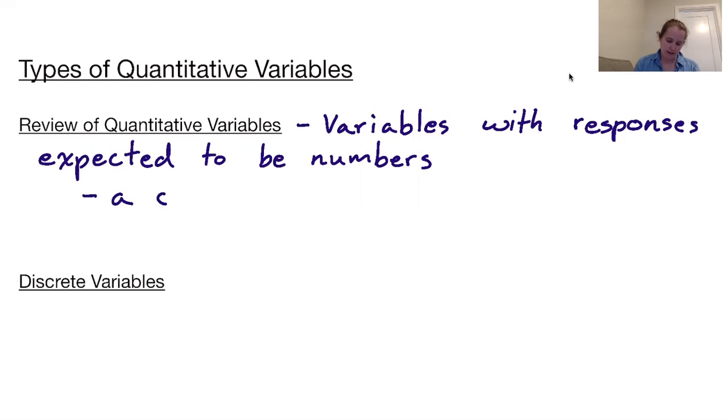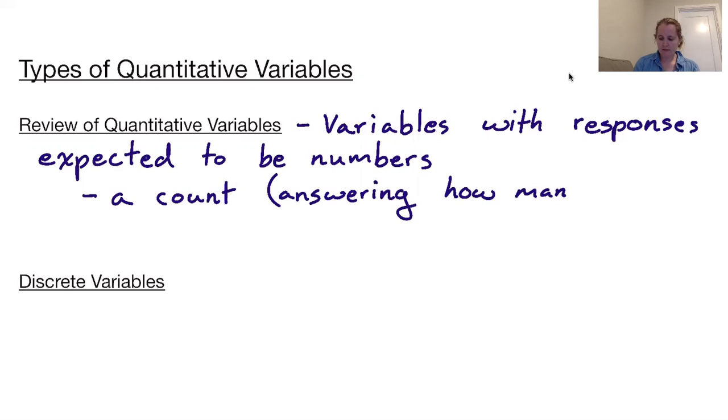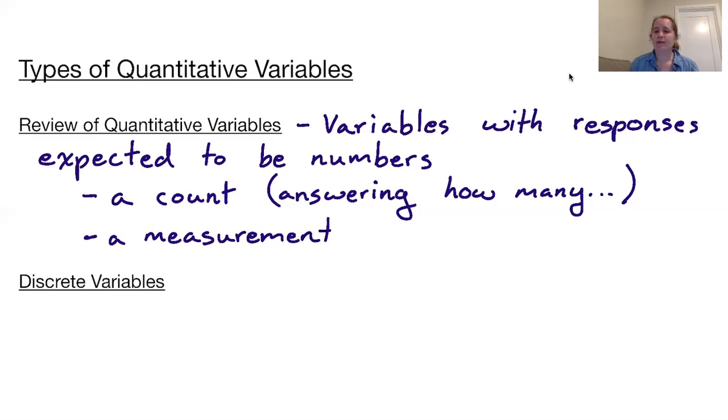So they're usually a count, answering the question, how many? Or they can come from a measurement. And that distinction, a count versus a measurement, is actually precisely how we classify our quantitative variables.